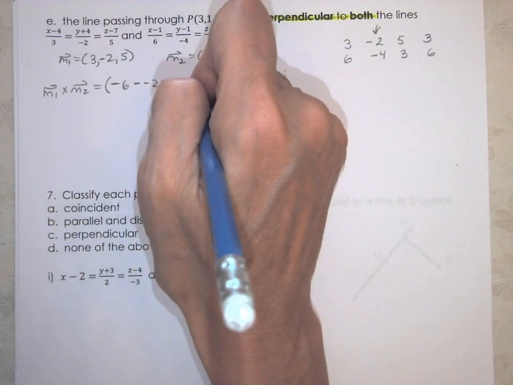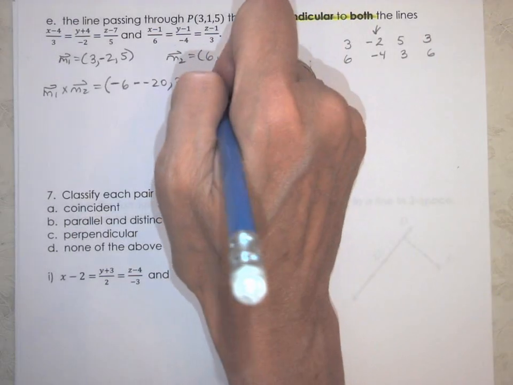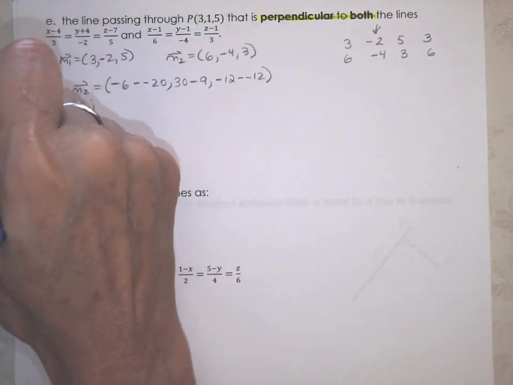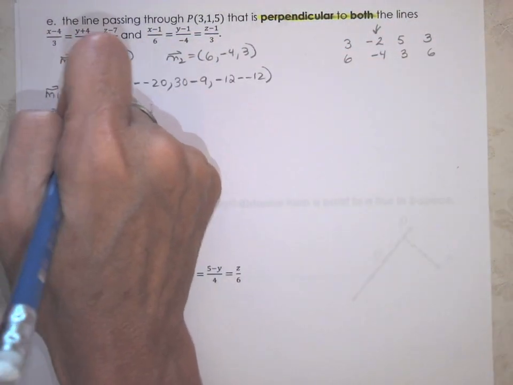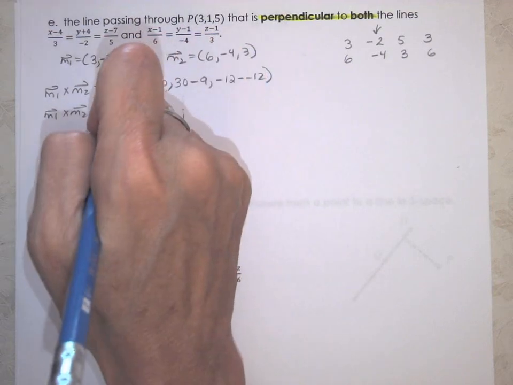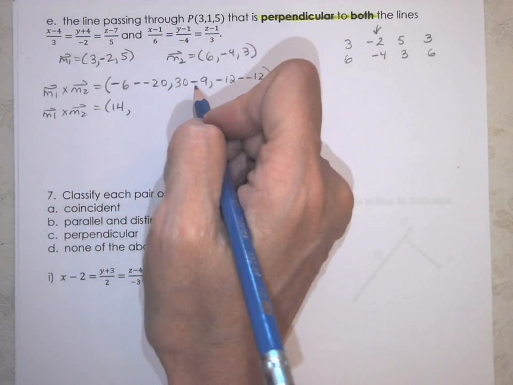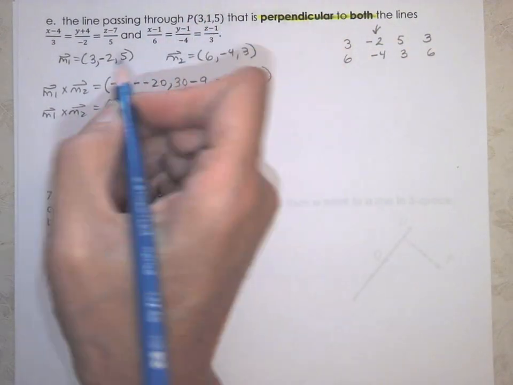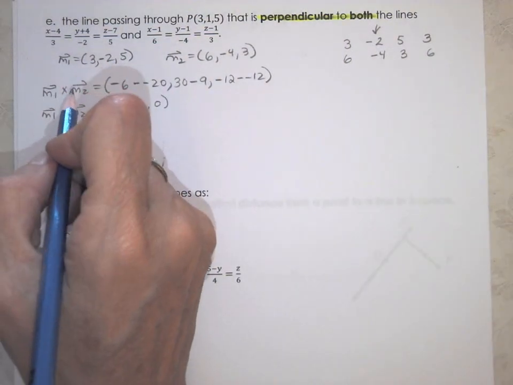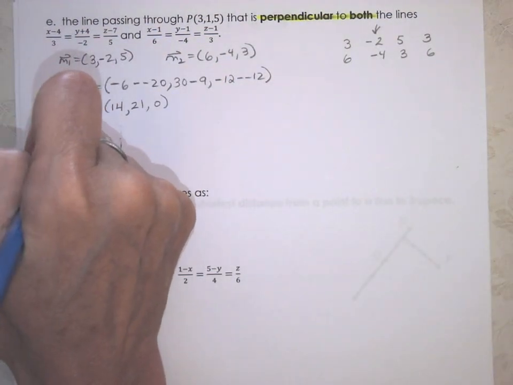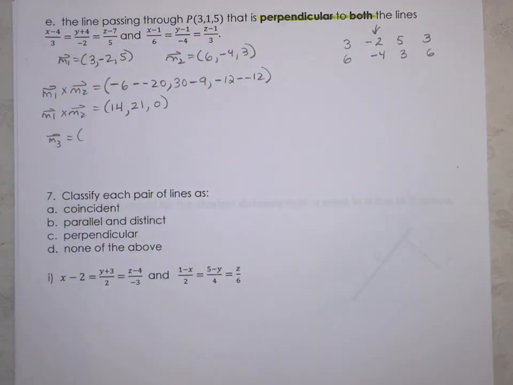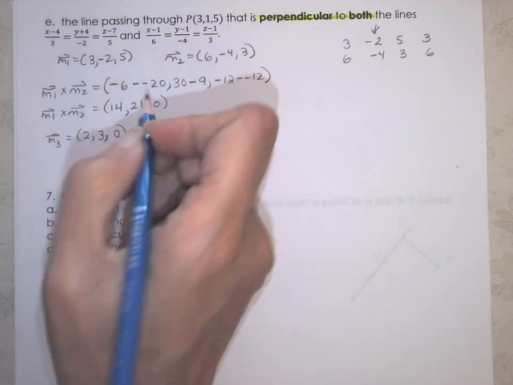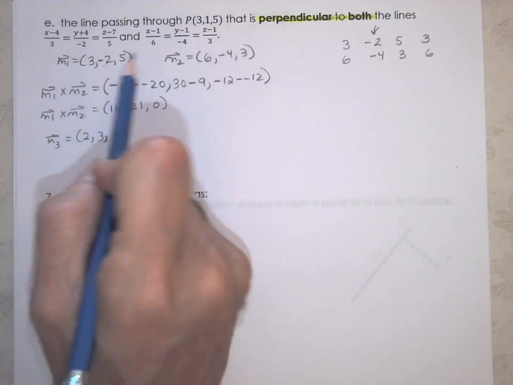30 subtract 9. -12 subtract -12. So M1 cross M2 is going to be (14, 21, 0). 30 minus 9 is 21, and -12 plus 12 is 0. We can choose for our direction, call it M3 or just plain M, a smaller scalar multiple by dividing each of those by 7, which gives me (2, 3, 0). So there's my direction perpendicular to both of these directions.